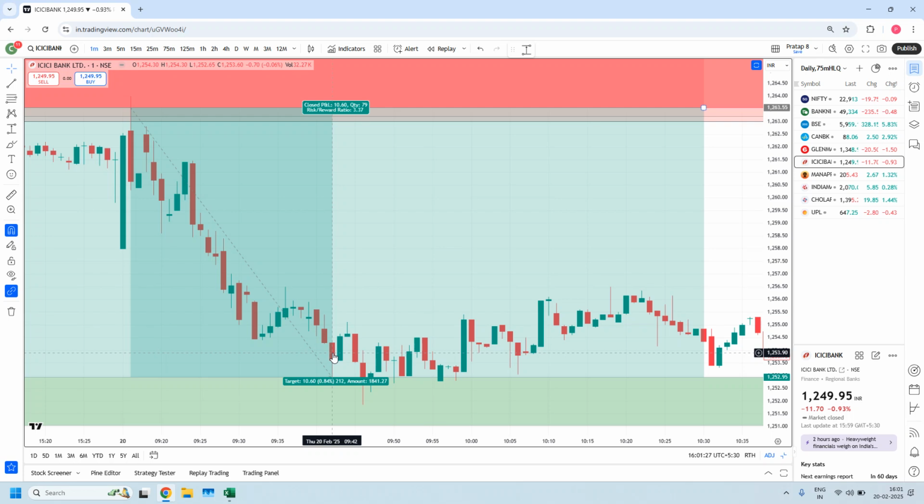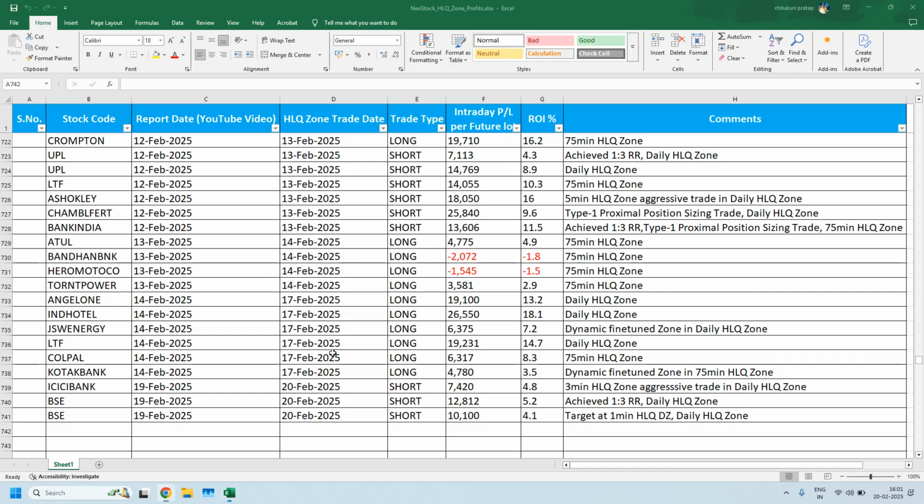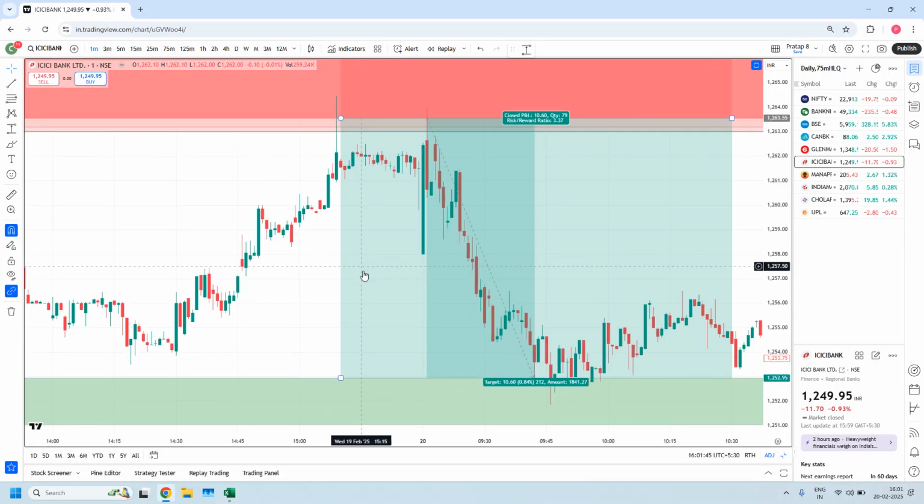That means less than 30 minutes your trade is completed. In less than 30 minutes. And this is the way in less than 30 minutes ICICI Bank has given you 7,420 rupees profit, which would be 4.8% ROI as per one futures margin cost.